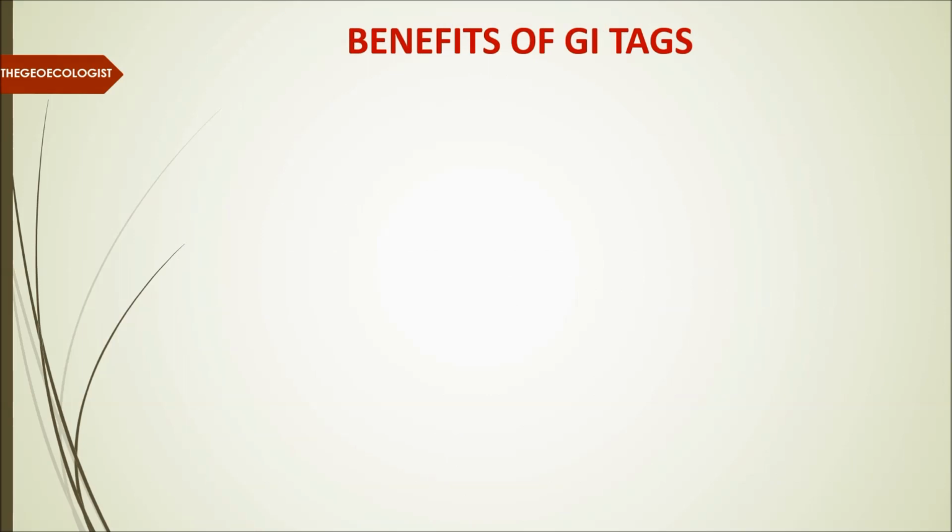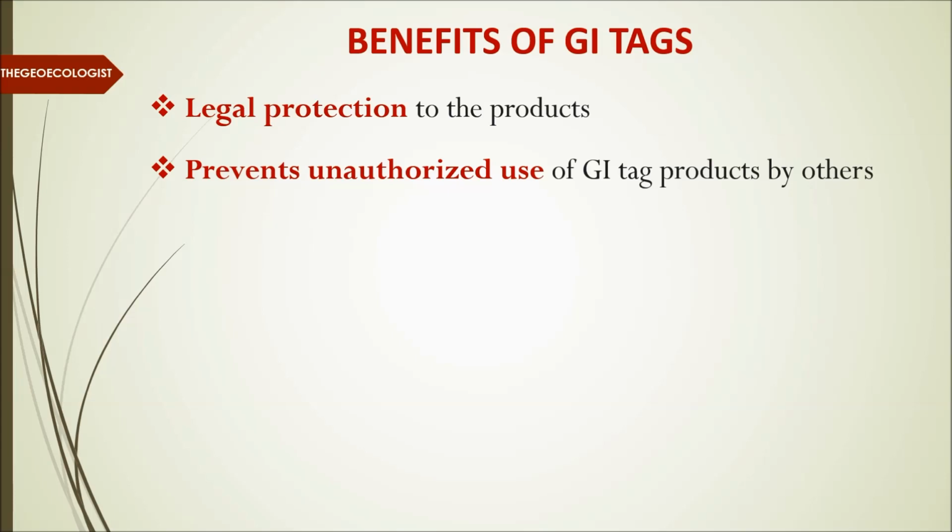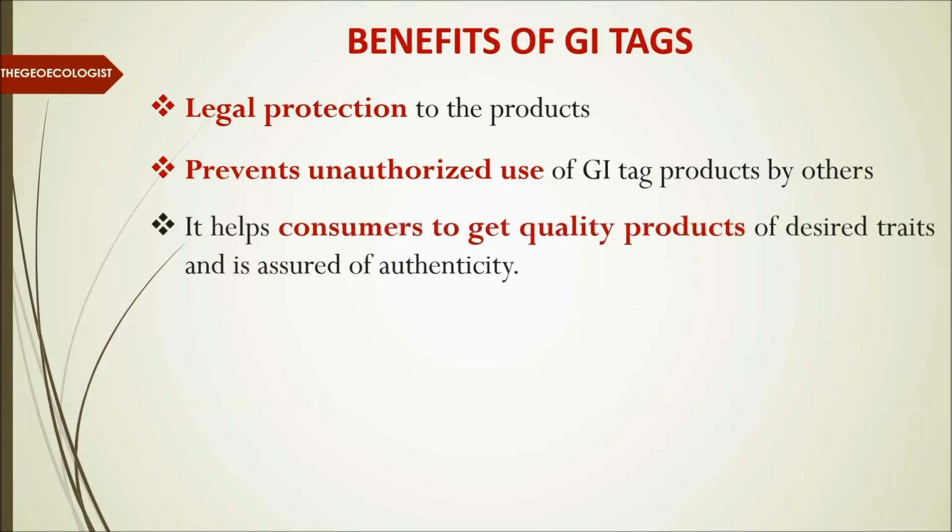Benefits. It is linked basically to the importance only. So the benefits are legal protection. I am just giving you a summary of benefits. So what is the first benefit of GI tag? The major benefit is legal protection, legal rights over the products. Then prevention of unauthorized usage of the same products by others. Then it helps consumers to get quality.